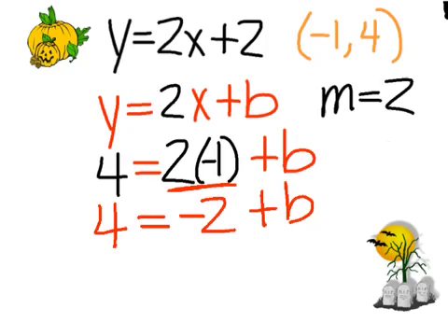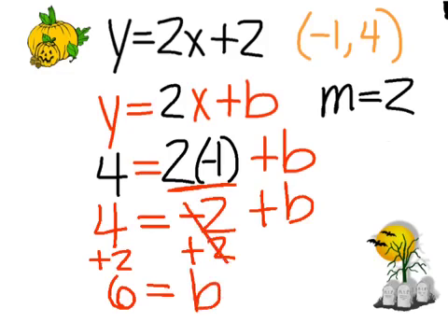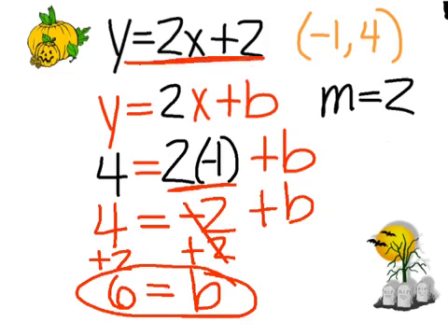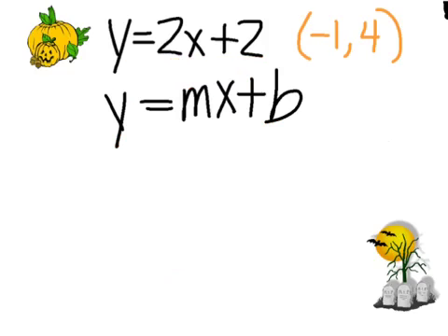How do we get our b by itself? What do we need to do? We add 2 to both sides. So on the left, 4 plus 2 gives us what? 6, and on the right we have b. So we know our b, our y-intercept for this line that is parallel to the given line, is 6.